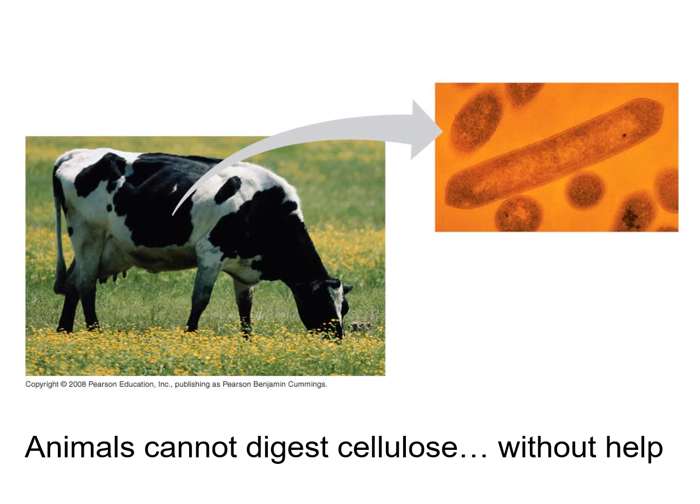So cows will eat lots of grass, which contains lots of cellulose in the cell wall. They have a really complex stomach with several chambers, and they bring up the food as cud and they chew that and swallow it again. But despite all that, it's the microbes in their gut that are breaking down the cellulose for them.